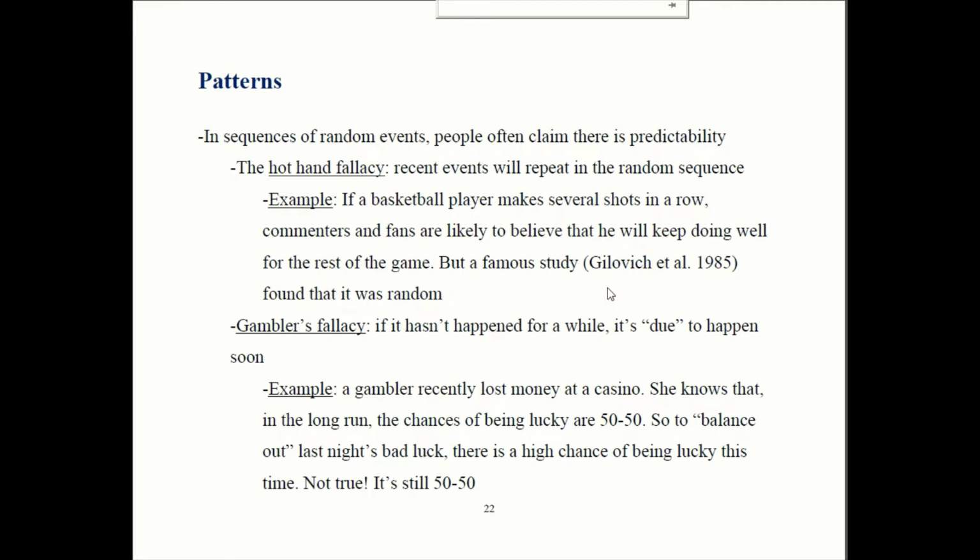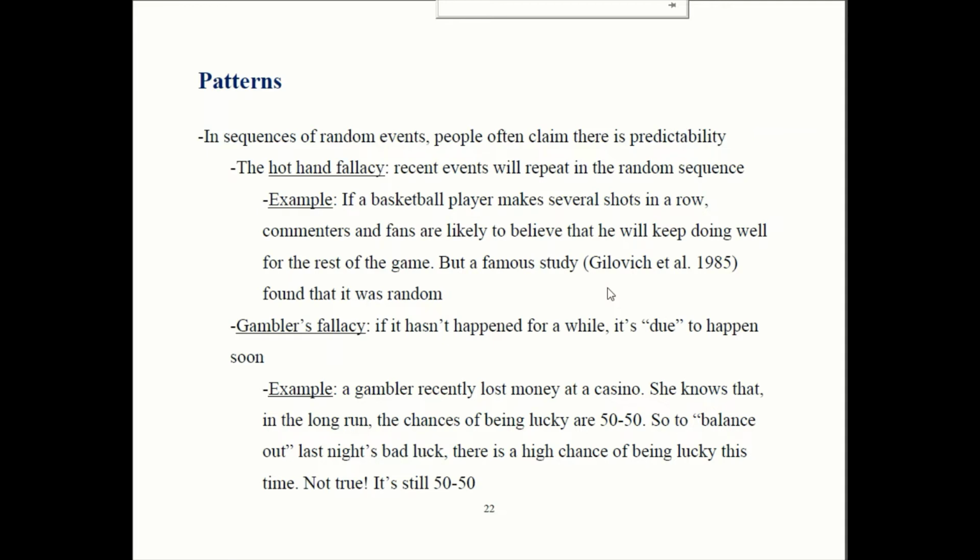Another example of the gambler's fallacy: a gambler has lost a lot of money at a casino. They know that doesn't always happen. Sometimes they get lucky. Half the time they win money, and the other half they get unlucky and lose. 50-50. So if I got unlucky the last 3 times in a row, then I'm due to get lucky next time. So the probability of getting lucky next time is going to be higher than 50%. That is not true. Still 50-50.